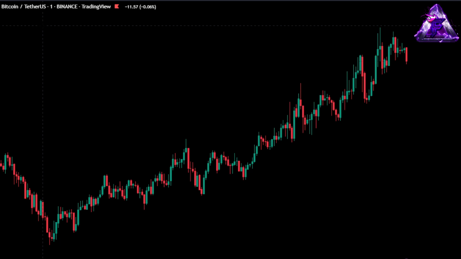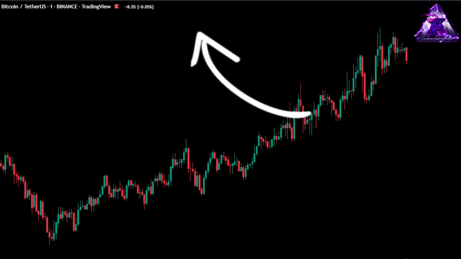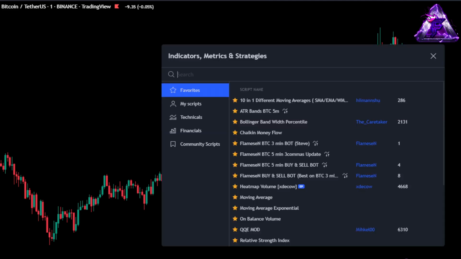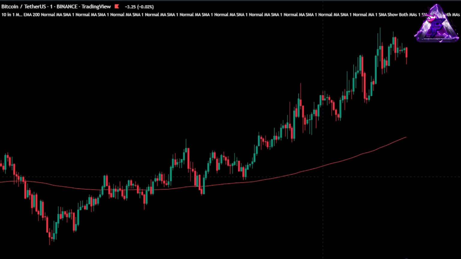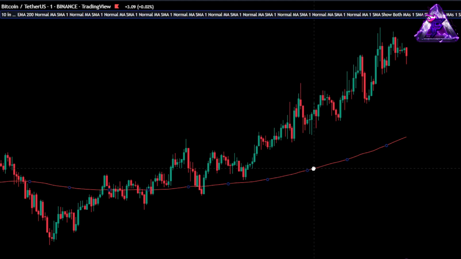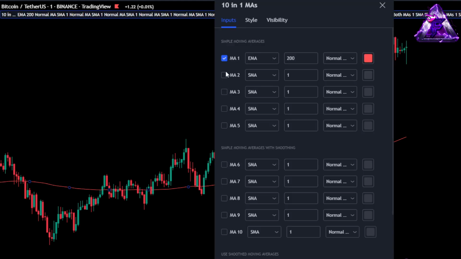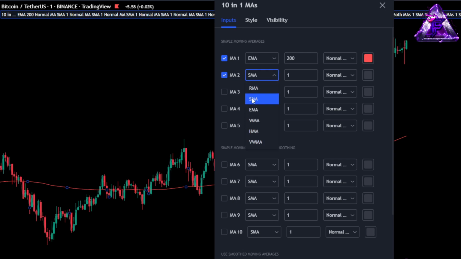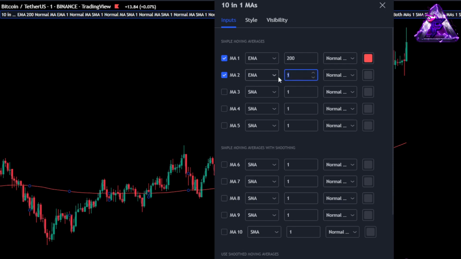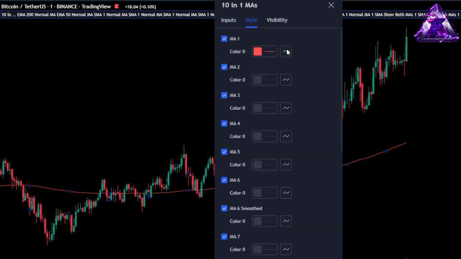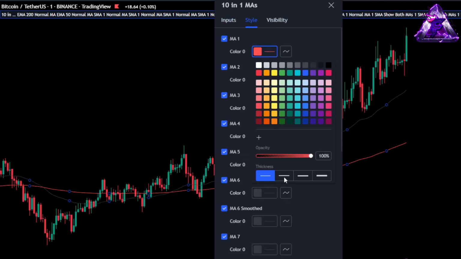So in order to add the first indicator, move up towards our indicator search tab, and you are going to be looking for 10 in 1 different moving averages, which is this one here by Heatman Shoe. The following step is to access the indicator settings, and in the input section we're going to be enabling our second moving average and change this type from simple MA to exponential moving average. We're also going to be changing our length here from 1 to 50. Then head over to our style section and change the colors of our moving averages.